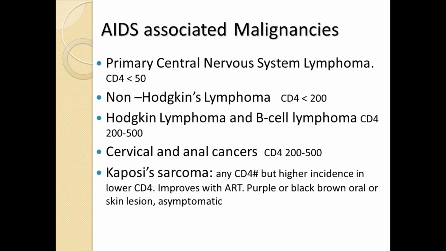There are lots of other malignancies that go along with AIDS-associated malignancies, so primary CNS lymphomas with patients with super low CD4s of less than 50. And then as CD4s get higher, you worry about non-Hodgkin's lymphoma. At really high CD4s, you worry about Hodgkin's lymphoma and B-cell lymphoma. And then at moderate CD4s, 200 to 500, you can still see cervical and anal cancers. And then usually Kaposi's we see at super low CD4s, even though it is theoretically possible at higher CD4s, but we almost exclusively see it with folks with low CD4s.